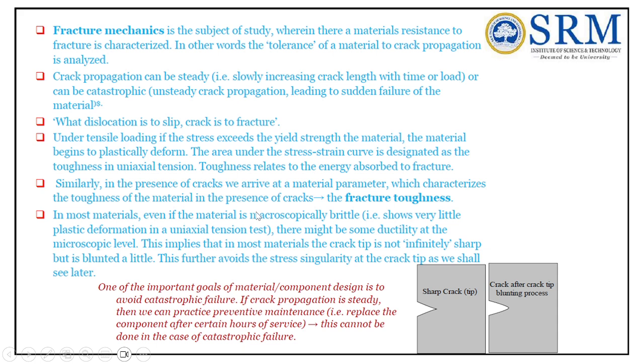Similarly, in the presence of a crack, we arrive at a material parameter which characterizes the toughness of the material in the presence of a crack, that is, fracture toughness. In most materials, even if the material is macroscopically brittle, it shows very little plastic deformation in the uniaxial tensile test. That is, there might be some ductility at the microscopic level. This implies that in most materials the crack tip is not infinitely sharp but is blunted a little. This further avoids the stress singularity at the crack tip, as we shall see later.